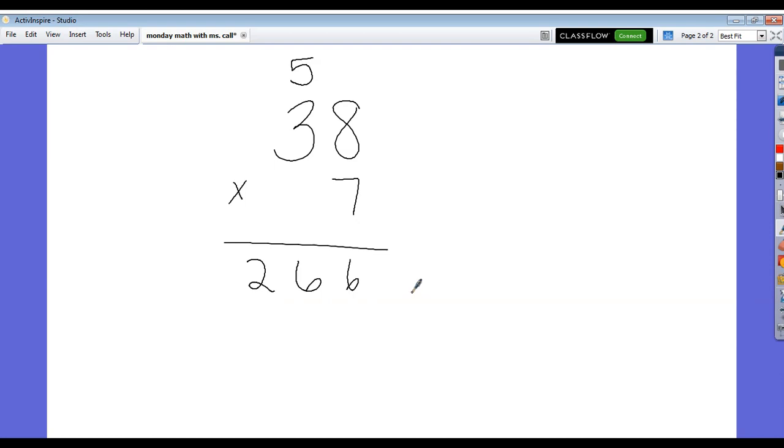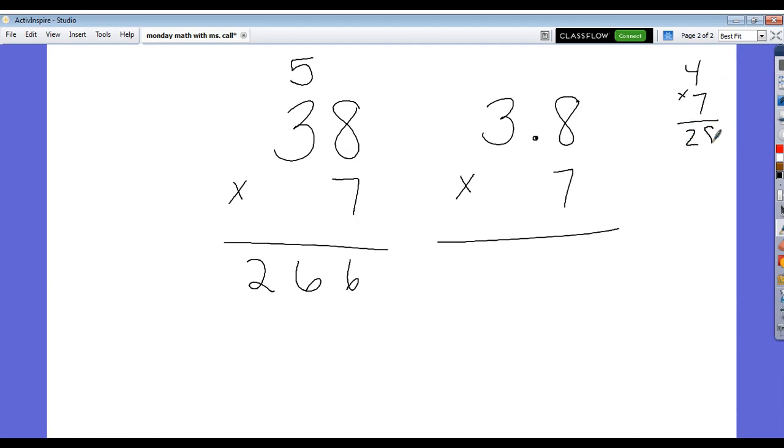Now for decimals, it works pretty much the same way. So if I wanted to do 3 and 8 tenths times 7, one way that I can figure out where to put my decimal point is I can estimate. So 3 and 8 tenths is about 4. 7 is 7. And I know that 4 times 7 is going to give me 28. So my answer has to be close to 28.